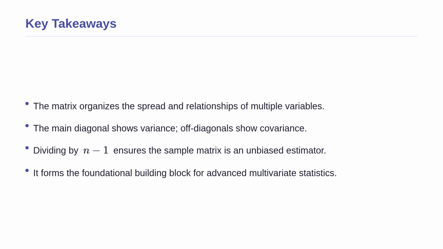We have covered a lot of ground today, so let us summarize the most important ideas. First, the variance-covariance matrix is a mathematical grid that organizes the spread of individual variables and the relationships between them. Second, remember the structure. The main diagonal shows how much each variable varies on its own, while the off-diagonals show how variables move together. Finally, by calculating the sample covariance matrix and ensuring it is unbiased by dividing by n-1, we gain a powerful tool for understanding complex, multidimensional data.